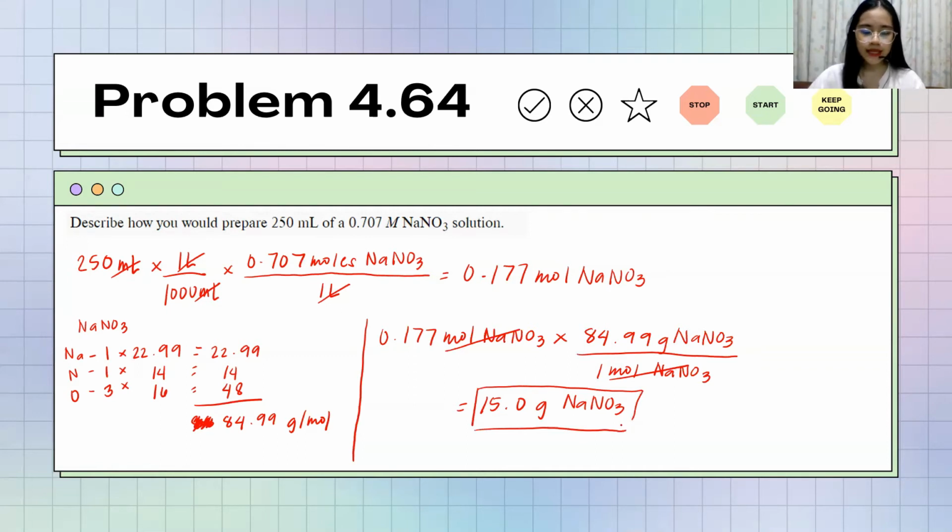So now we can say that we can prepare the solution by adding 15 grams of sodium nitrate to a 250 milliliters volumetric flask, then add enough water to dissolve all the solid and fill the flask to the mark to make a 250 milliliters of solution.